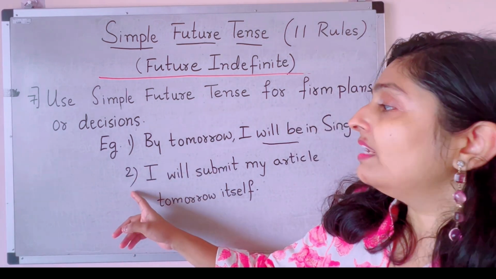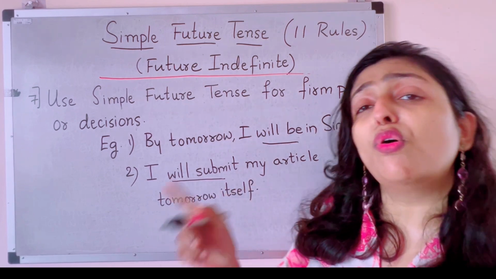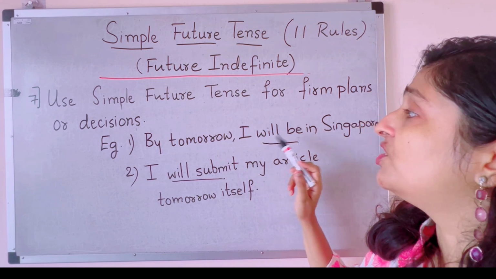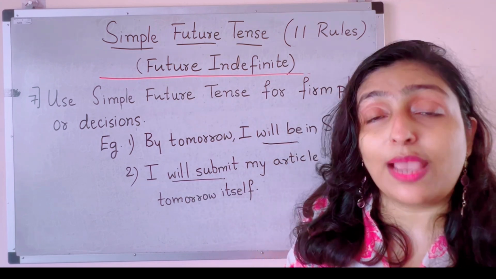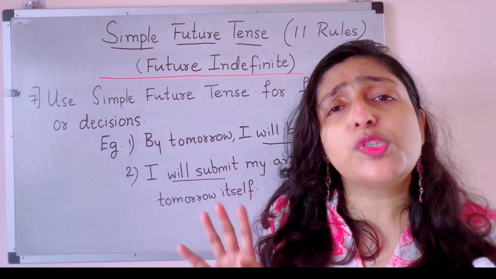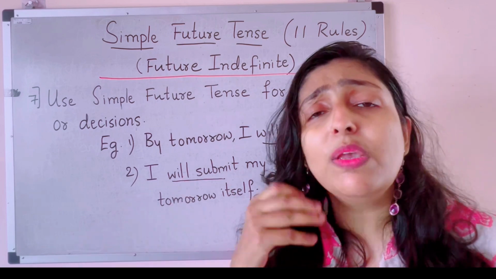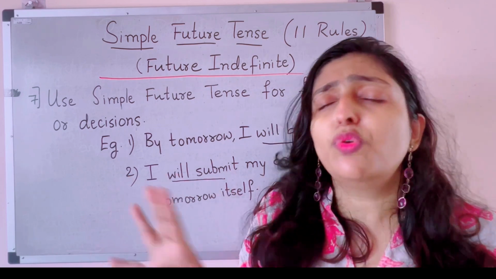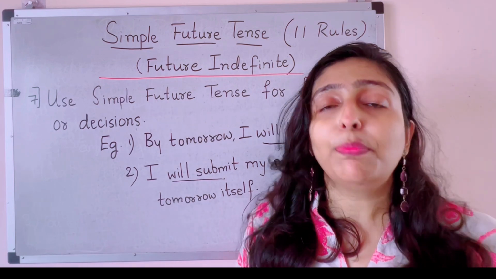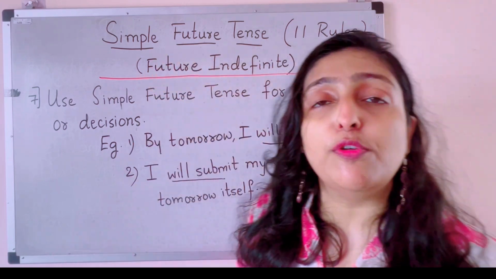Okay. Second is, I will submit my article tomorrow itself. These are in simple future tense. Will reach, will be, will submit. Okay, I will submit it tomorrow itself means no one can influence me. I am determined. I cannot be diluted. I cannot be watered down. I show no leniency at all. It's fixed and this is going to happen in the near future. We use simple future tense.